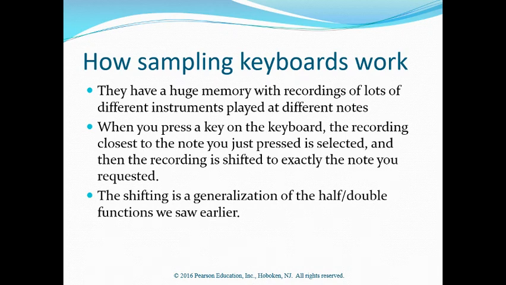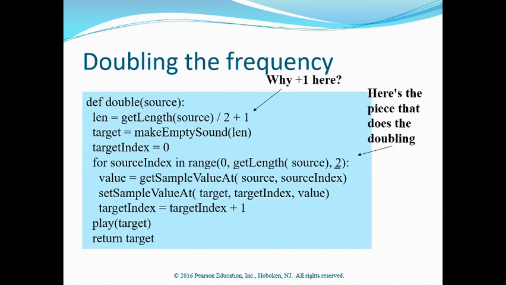How sampling keyboards work. They have a huge memory with recordings of lots of different instruments played at different notes. When you press a key on the keyboard, the recording closest to the note you pressed is selected, and then the recording is shifted to exactly the note you requested. The shifting is a generalization of the half and double functions that we saw earlier. Doubling the frequency. Here's an example of this. And noted here is the +1. We want to do half, and in case it's an odd number, we add +1 just to make sure it's one past the midpoint.